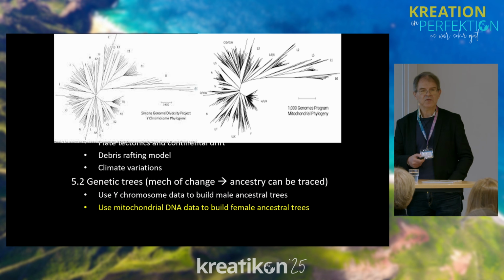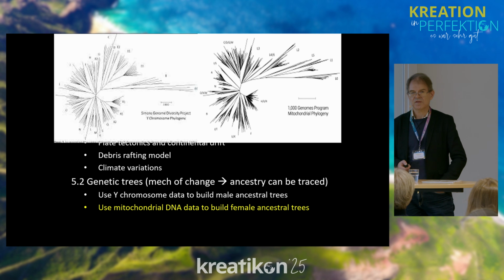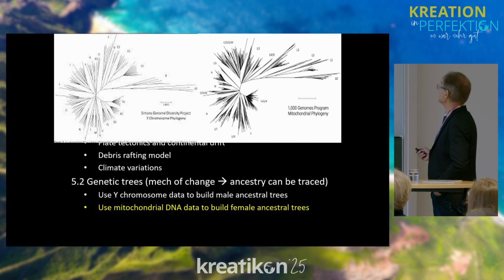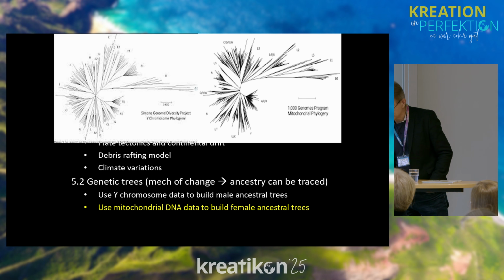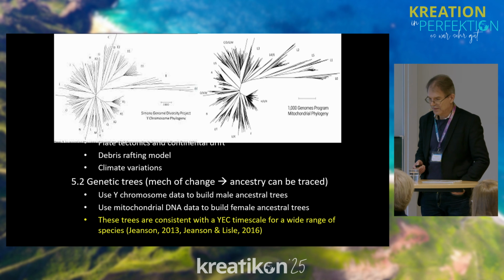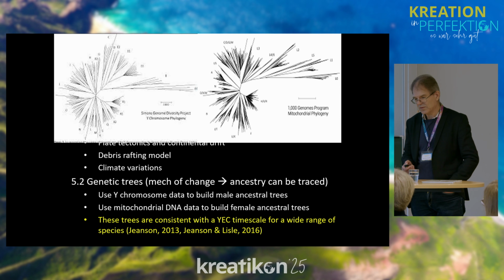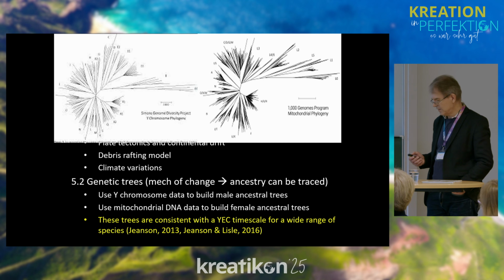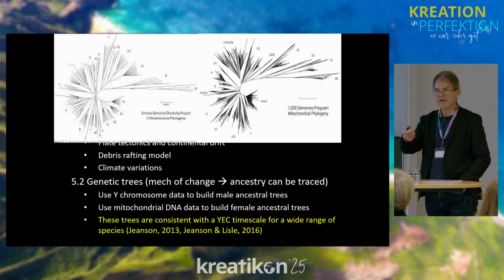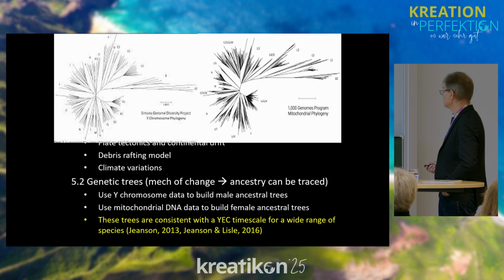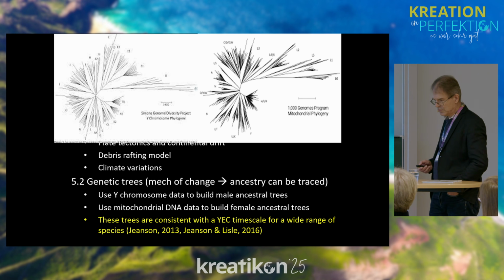And it's also the case that mitochondria, the power or energy stations of the cells, have their own DNA. It's only inherited from the mother. So based on mitochondrial DNA, we can similarly build female trees. The tips are all women alive today, and somewhere in the middle we find the most recent common ancestor. And amazingly, it turns out that the time scales of these trees, both the male and female trees, are consistent with the young Earth creationist time scale, less than 10,000 years ago. How long does it take to reach the most recent common ancestor? This is due to work by Nathaniel Jensen, 2013, and Nathaniel Jensen and Jason Lyle from 2016.